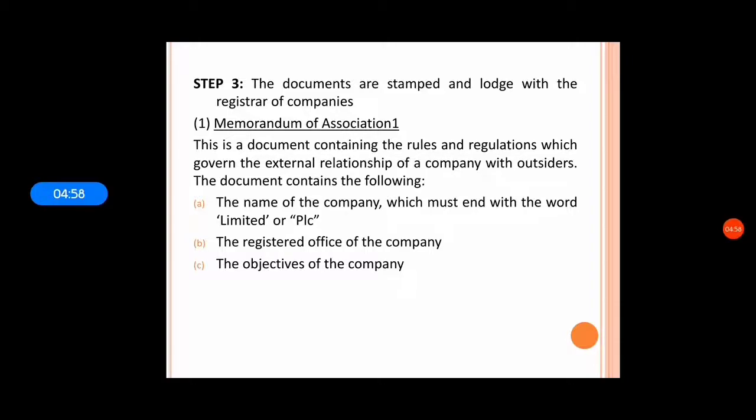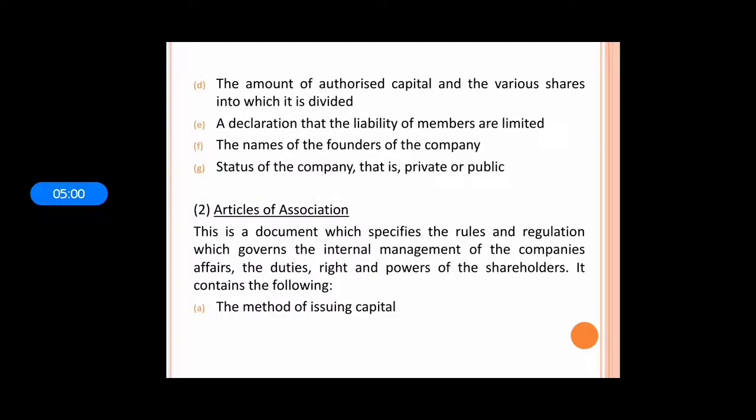Then we still have more. The amount of authorized capital and the various shares into which it is divided. Authorized capital is the capital that the company can raise. And how is this capital shared or divided into shares? We will discuss shares in detail later under the company. So let's continue. Then a declaration that the liability of members is limited.